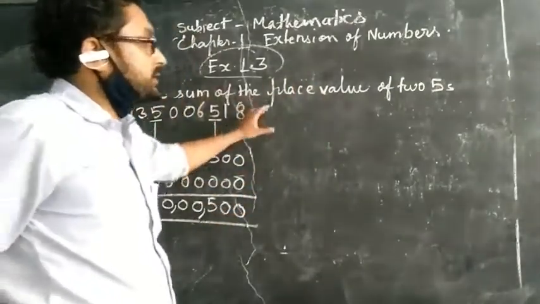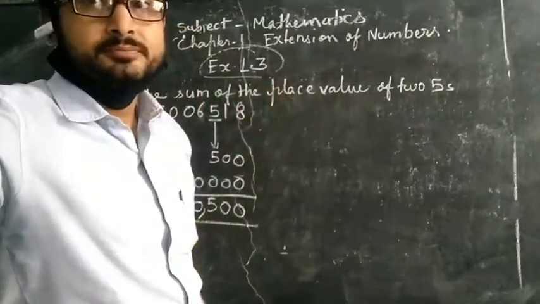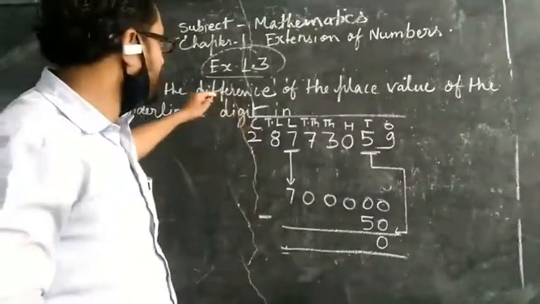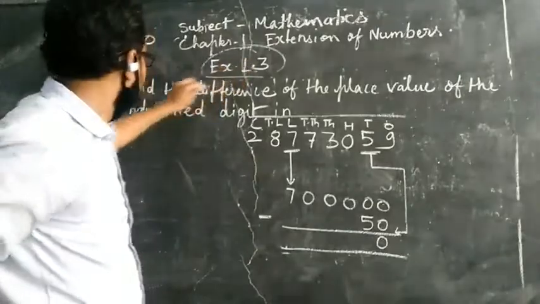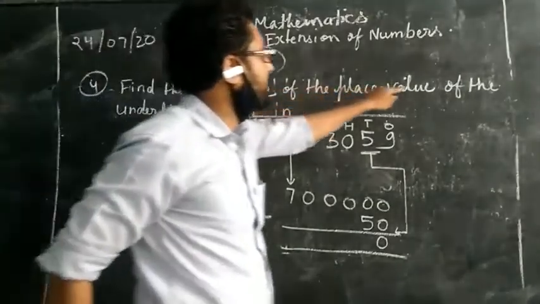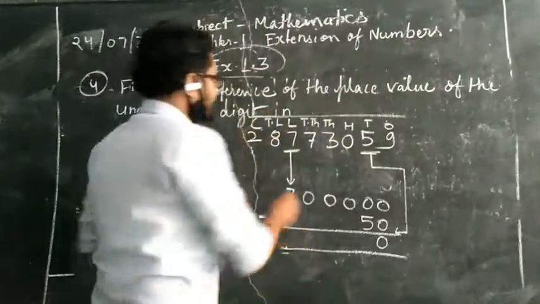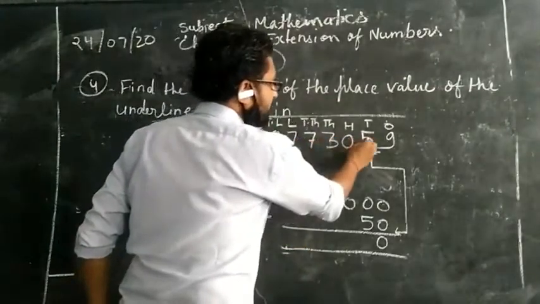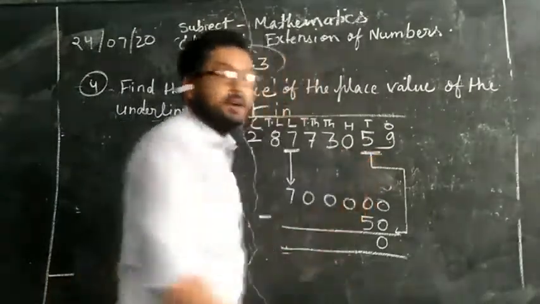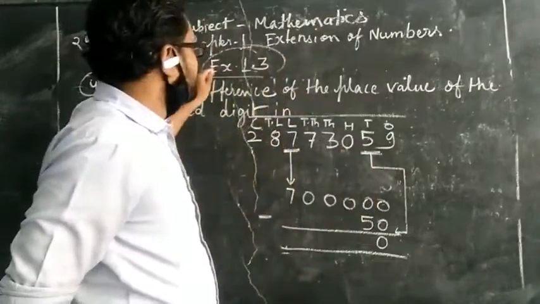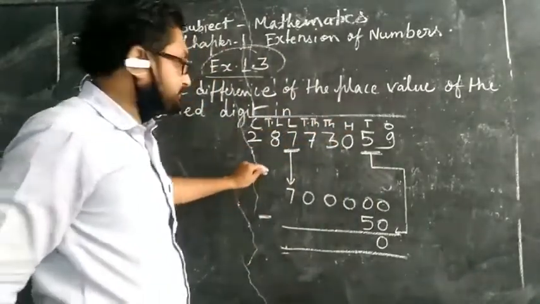We will see that in the next sum, question number 4. Now look here, question number 4 of this exercise 1.3. Find the difference of the place values of the underlined digits in the number 28773059. So here this 7 and this 5 are underlined. We will find the place value of both digits and then find the difference.